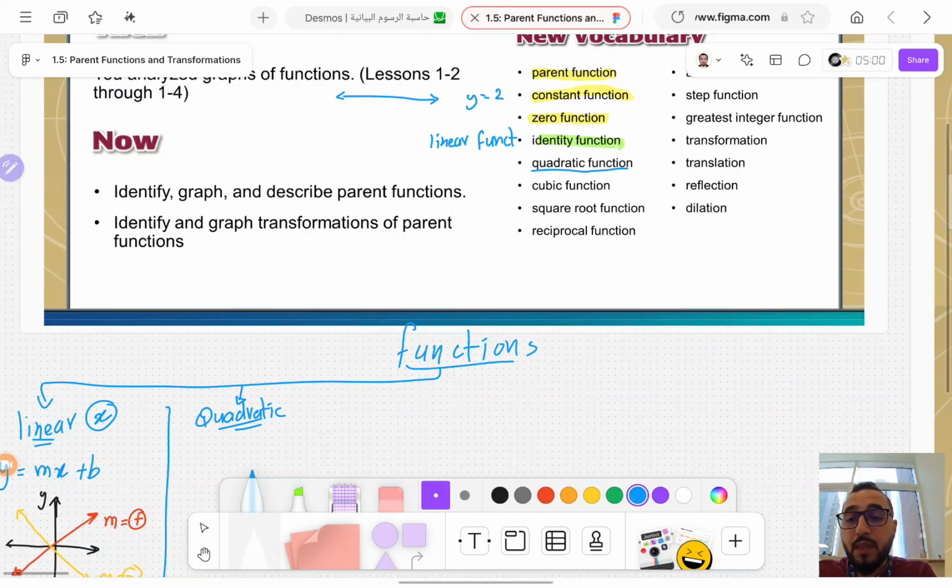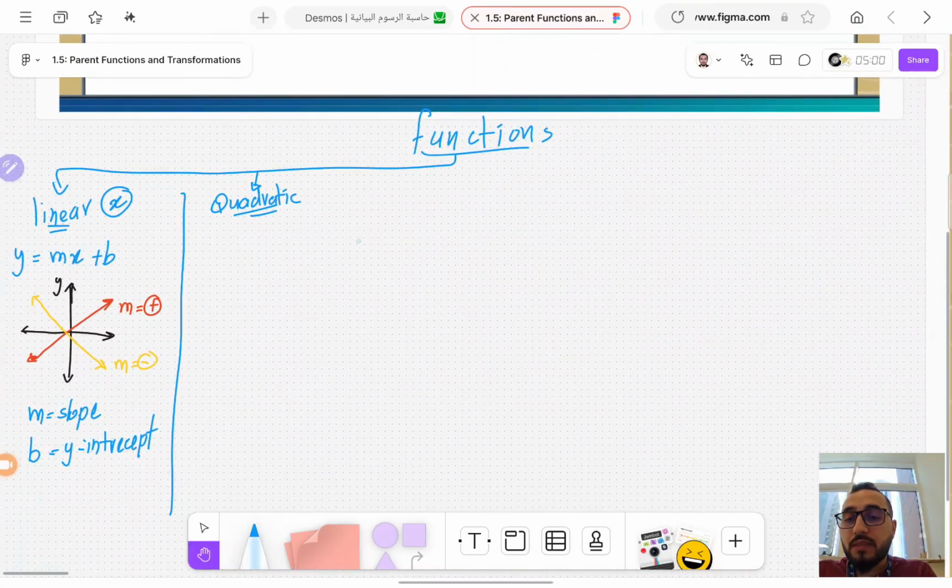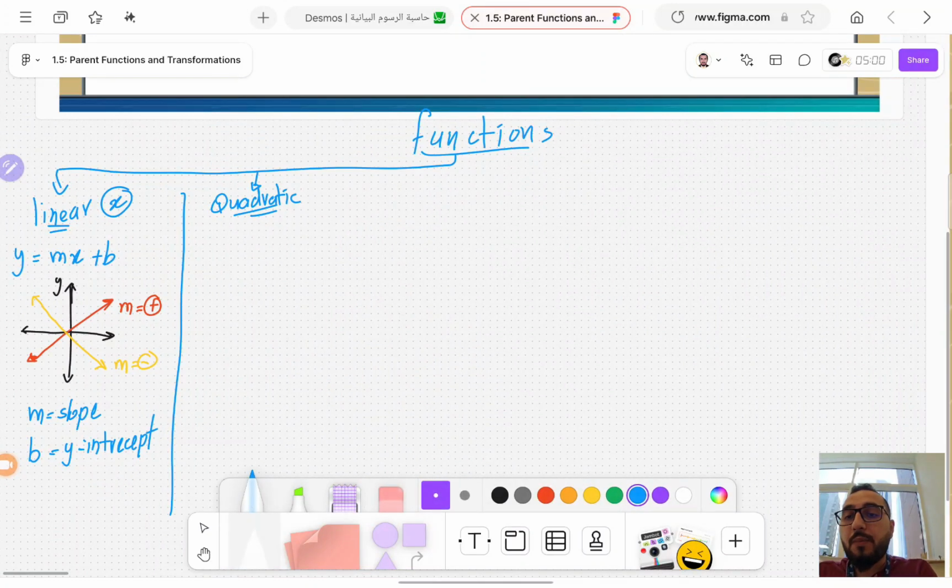Now, what does the quadratic function mean? The quadratic function is just like a parabola. First, let's start with the formulas. We have 3 formulas for the quadratic function. The first formula, let's call it the standard form: ax squared plus bx plus c. Let me write it here. This one is the standard form.